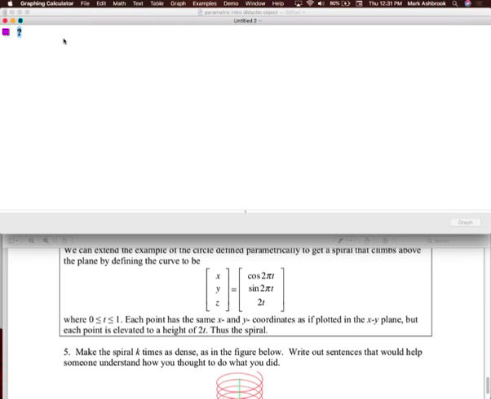Okay, so control 3 equals cosine 2 pi t sine.